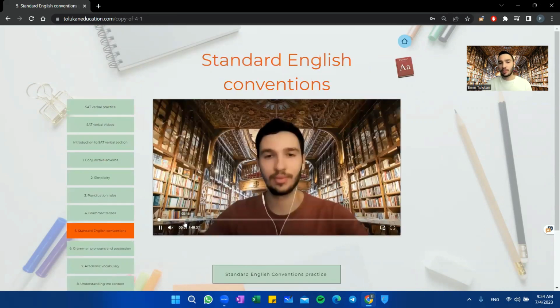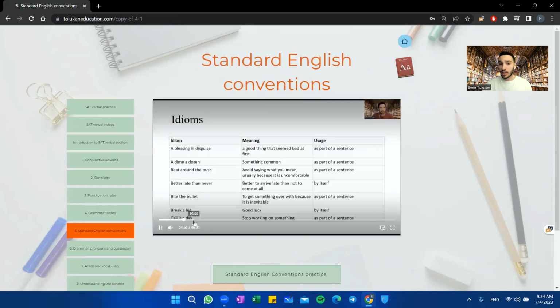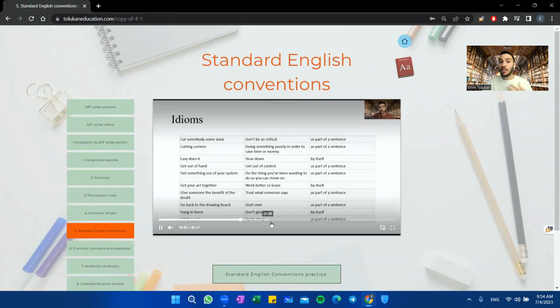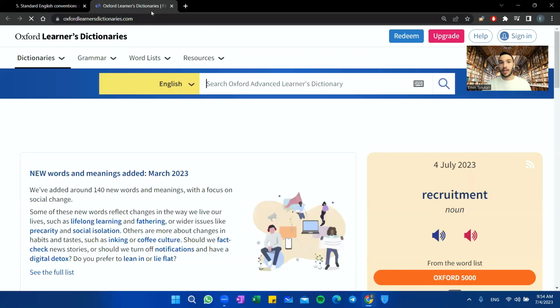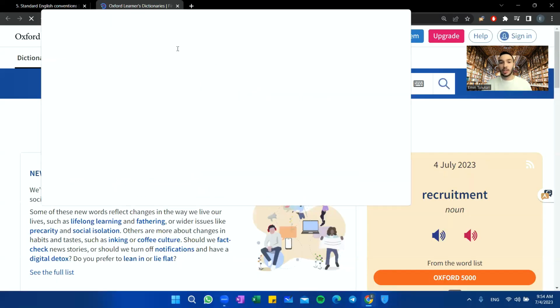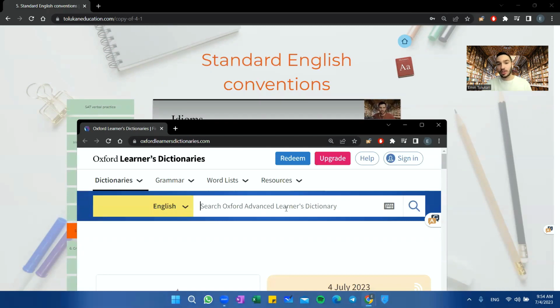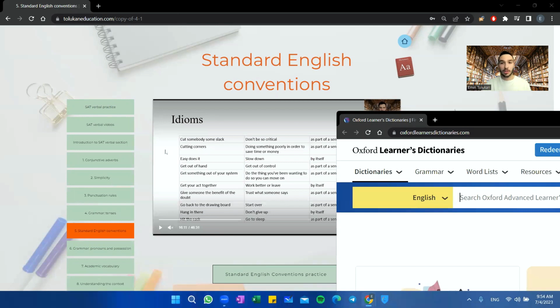You're not only going to learn about the SAT, however, you will learn a lot about the English language and academic English. Here, you will learn many, many words that you didn't know before. And of course, you will need a dictionary for that. So the dictionary link is available right here. Once you click on it, you will be able to access the Oxford Learner's Dictionary. And while watching the videos, you will be able to translate some idioms, expressions, phrases, or words right in the dictionary directly.